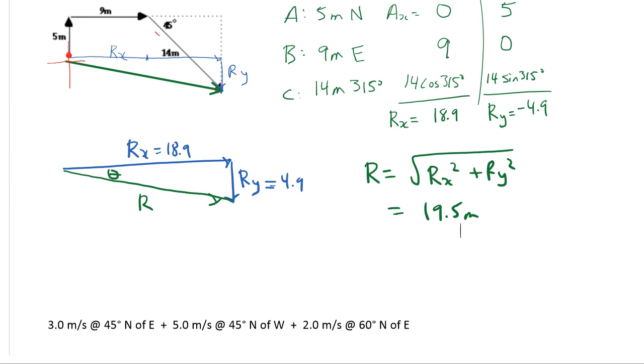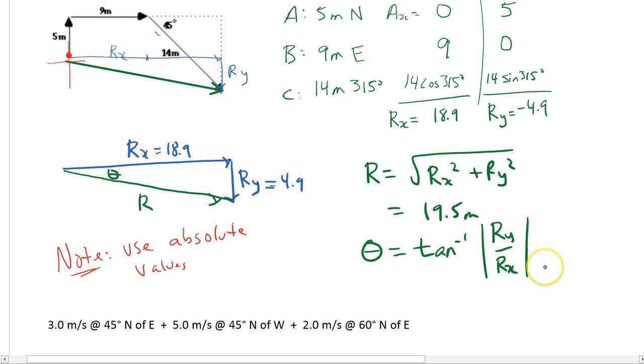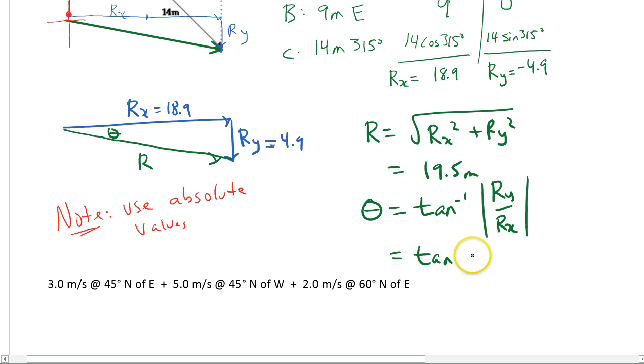Now, what about the angle? The angle theta is going to be equal to, just like before, opposite over adjacent, so it's going to be inverse tan. And I'm going to write a note here: use absolute values. What do I mean by that? When you plug it in, think of this triangle. Notice when I said I don't have to say minus 4.9 because it was going downwards. That's what I mean by absolute values. Don't put in negative values when I do the inverse tan. So I'm going to write the inverse tan of the absolute value of Ry over Rx. In this case, it will be the inverse tan of 4.9 over 18.9.